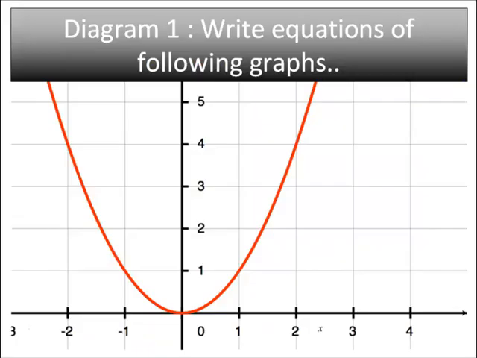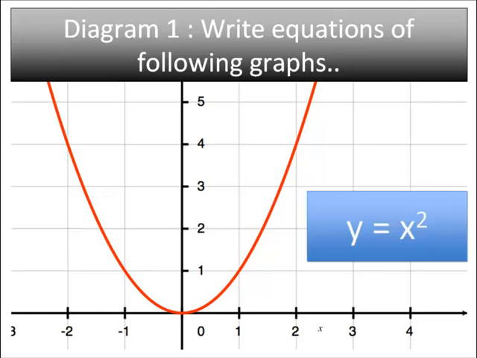So pause the video and try and answer this yourself, and then press play for the solution. So write down the equation of the following graphs. The equation of this graph is y is equal to x squared. So it's a U-shaped graph. It's positive x squared, so it's a U-shape. If it was negative, it would be N-shaped. And the minimum point is 0, 0. Then we have 1, 1, 2, 4, minus 1, 1, minus 2, 4. So it's y is equal to x squared.